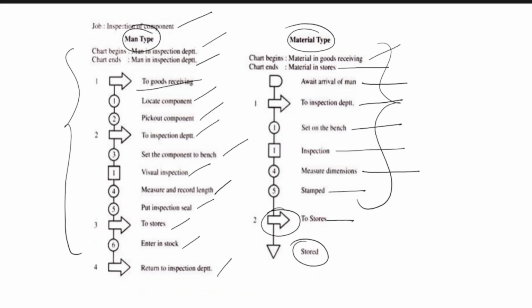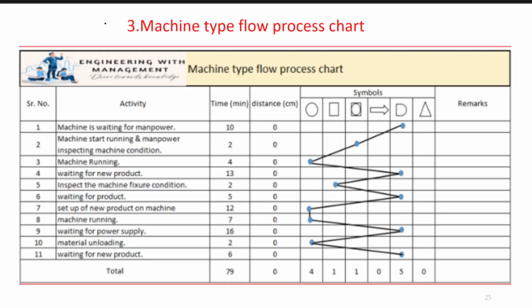Now, friends, let us go to the machine type flow process chart. The machine never travels in this example, so the distance here is always zero. The machine is waiting for the manpower, so there is a delay. The machine starts running and the manpower inspects the machine condition, so two activities are performed. The machine is running and the inspection is done. The machine is running, the operation is being done, time is mentioned.